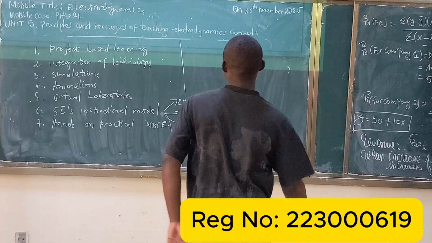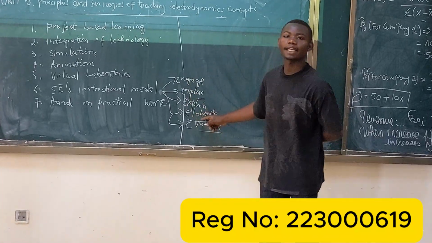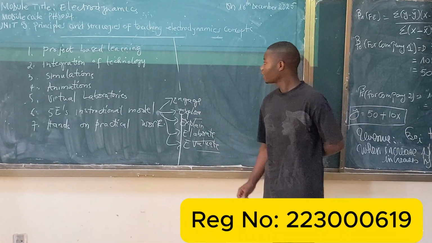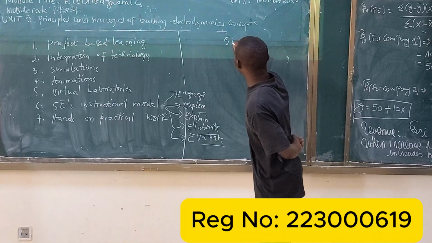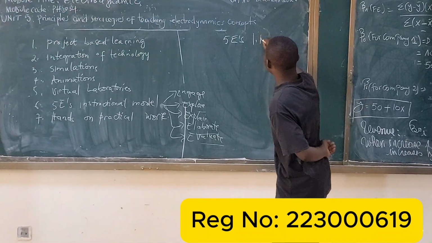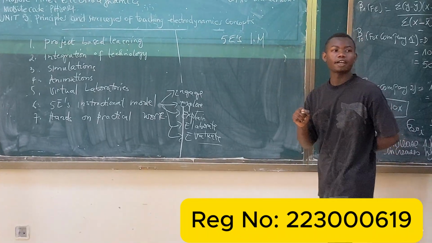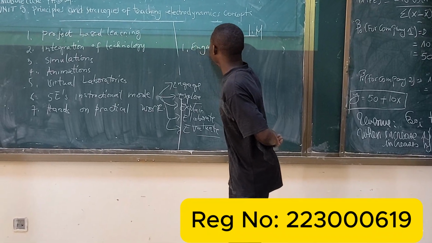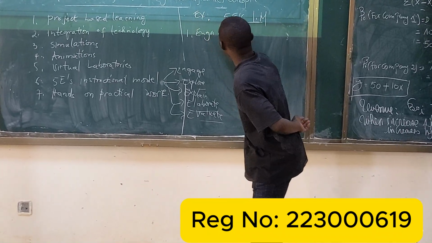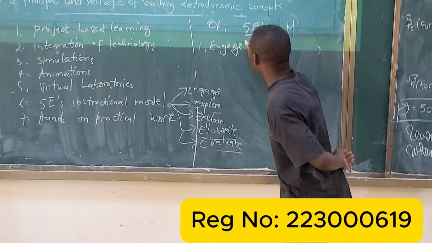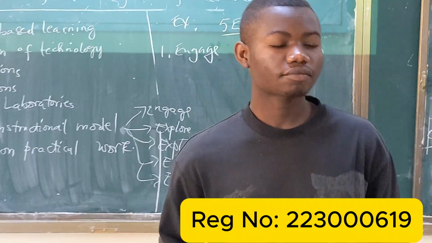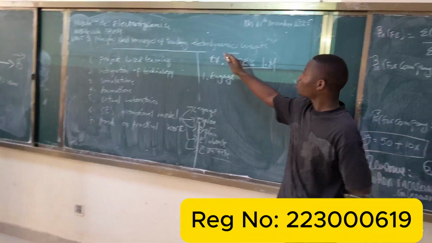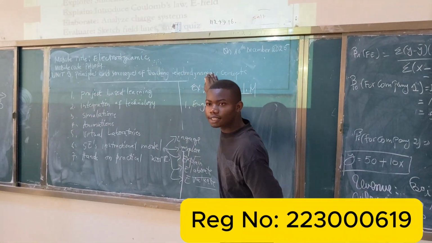We are going to continue with the example of how to apply the 5E instructional model. We are going to start with engage. Teacher can engage learners while teaching concepts of electrodynamics.